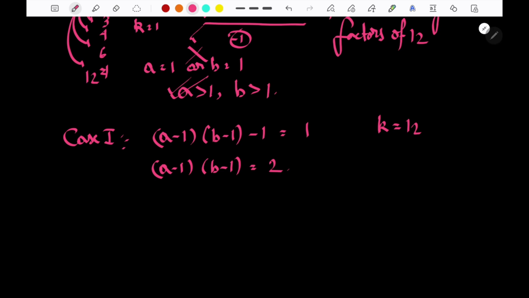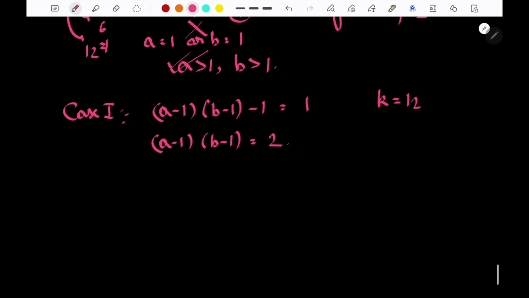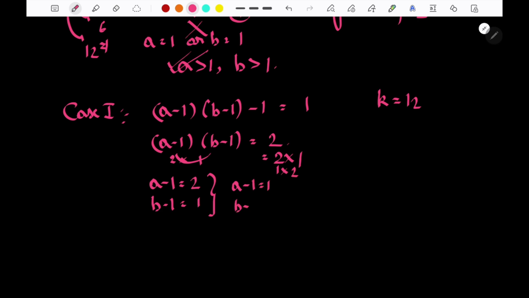Now, if A minus 1 into B minus 1 is equal to 2, there is only integral solution, this can be written as 2 into 1. So, A minus 1 is equal to 2, B minus 1 is equal to 1. First case 2 into 1. Again second case, this can be 1 into 2. A minus 1 is equal to 1, B minus 1 is equal to 2. So, either 3 comma 2 or 2 comma 3 both can be the solution.